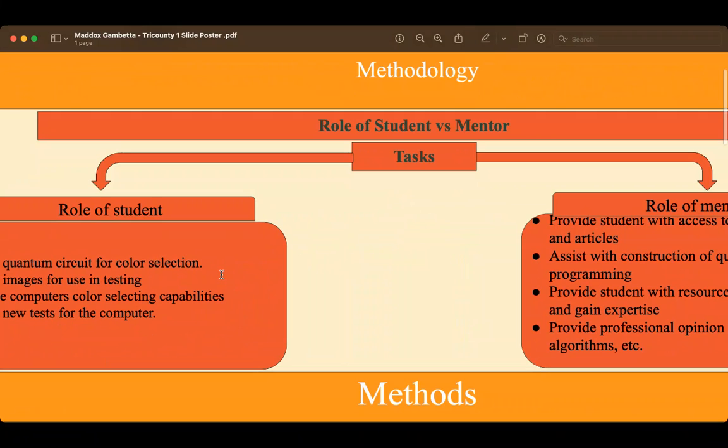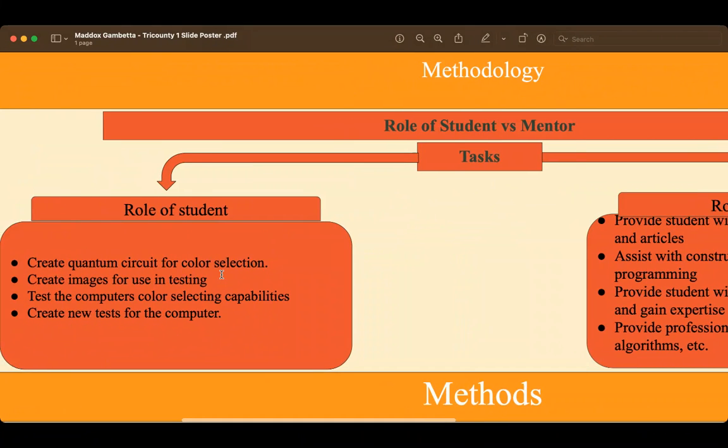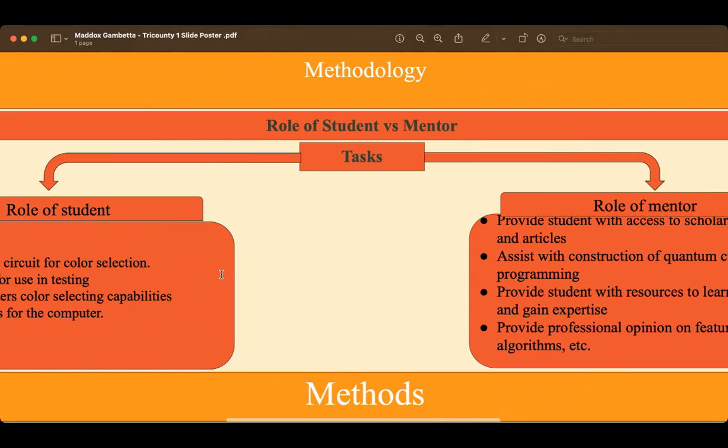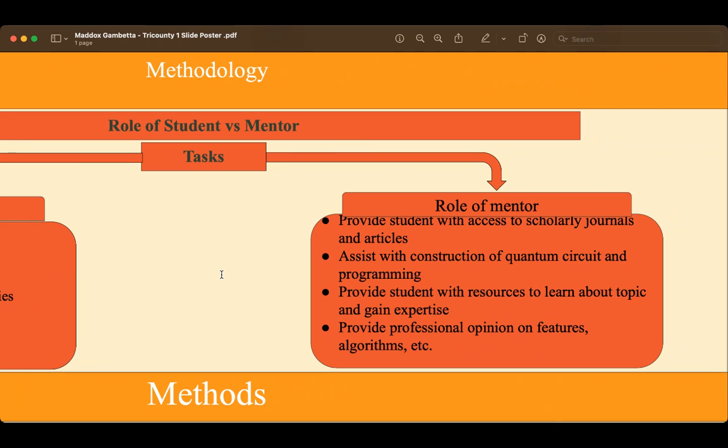In my experiment, the role of the student was for me to create quantum circuits for color selection, create images for use in testing, test the computer's color selecting capabilities, and create new tests for the computers. The role of my mentor was to provide me with access to scholarly journals and articles, assist with the construction of quantum circuits and programming, provide me with the resources to learn about the topic and gain expertise, and provide professional opinions on the features and algorithms utilized.